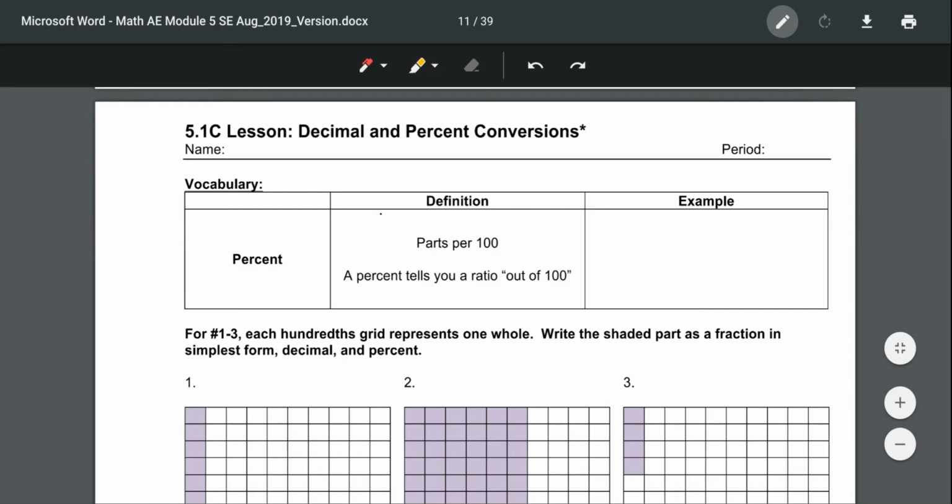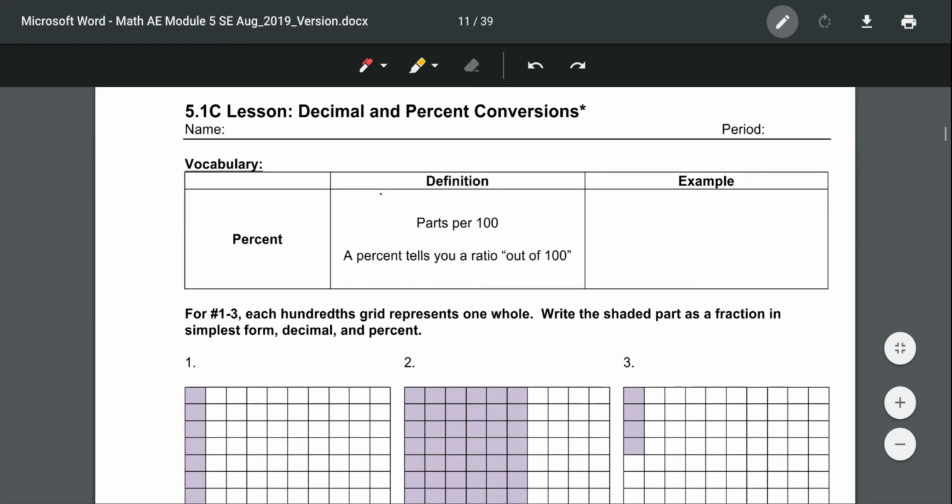This is lesson 5.1c, decimal and percent conversions. You will need pages 11 and 12 to take notes.